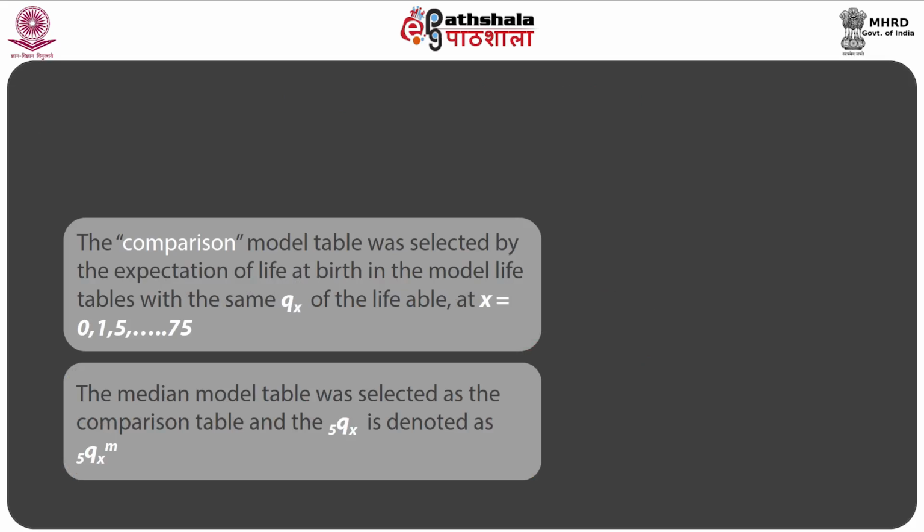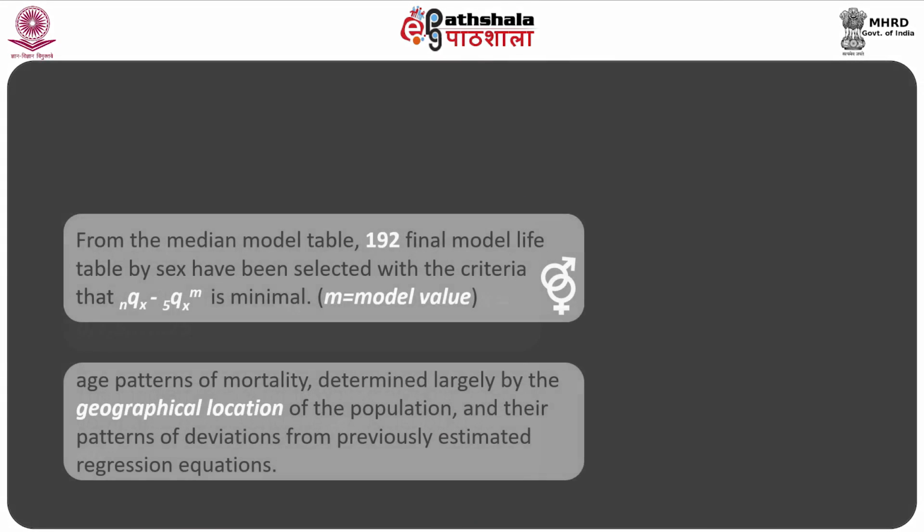The comparison model table was selected by the expectation of life at birth in the model life tables with the same qx of the life table at x equals 0, 1, 5 up to 75. The median model life table was selected as the comparison table and the phi qx is denoted as phi qx to the power of m. From the median model life table, 192 final model life tables by sex have been selected with the criteria that nqx minus 5qxm is minimal, where m is the model value.